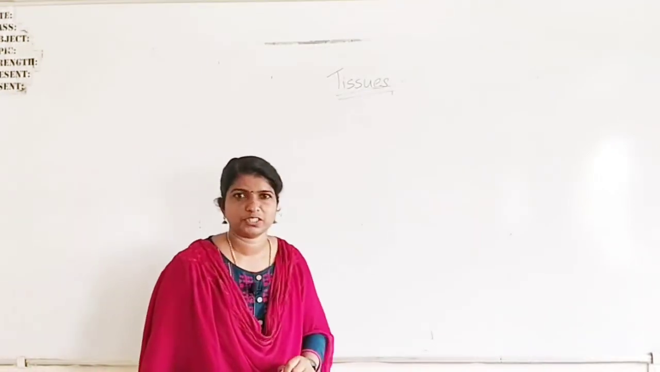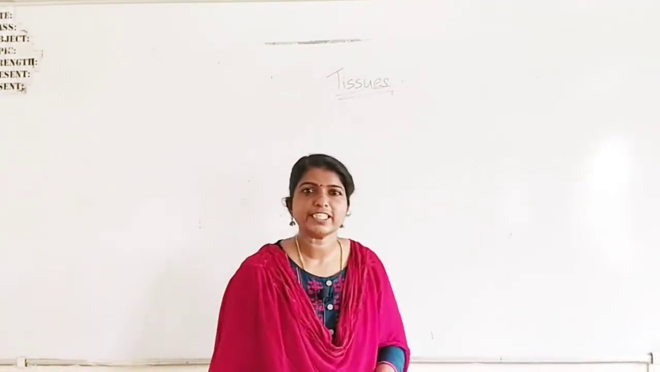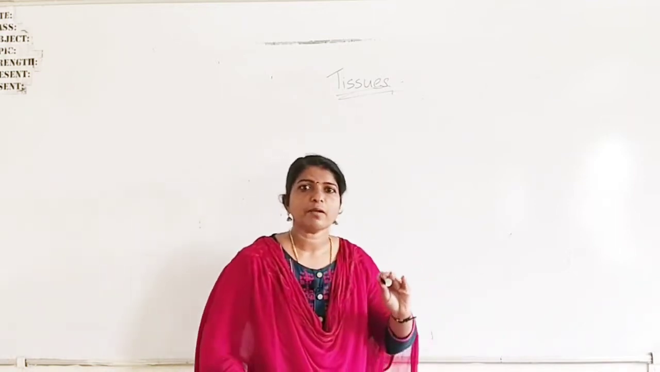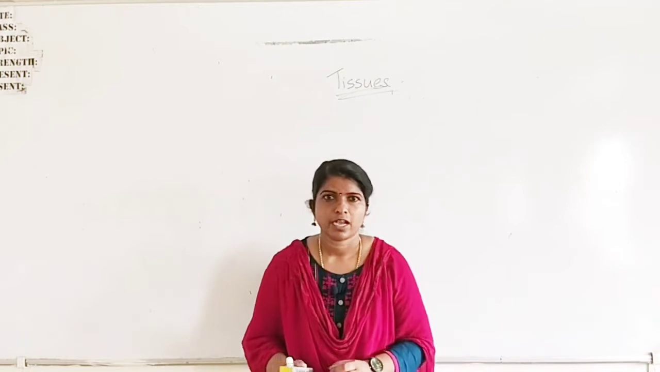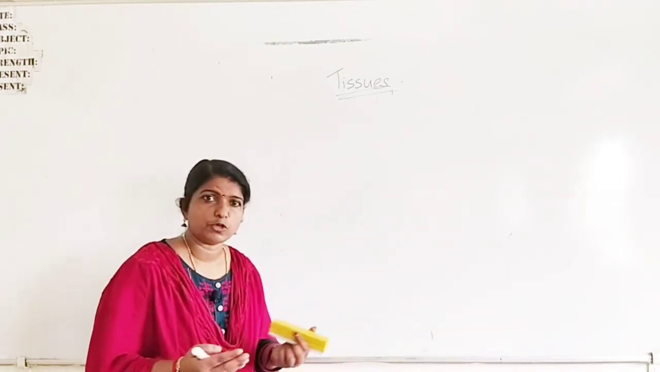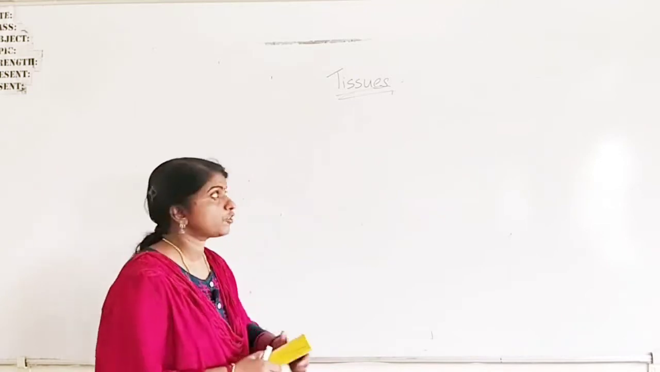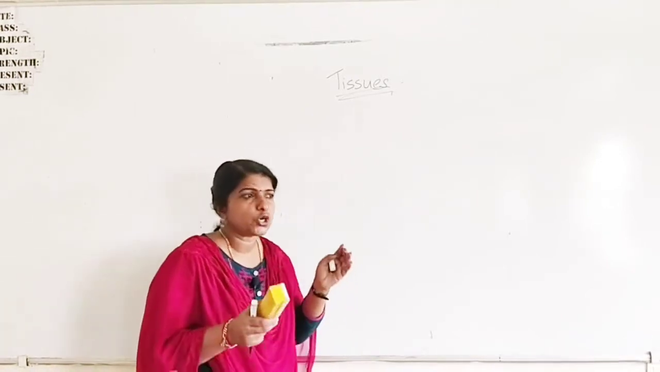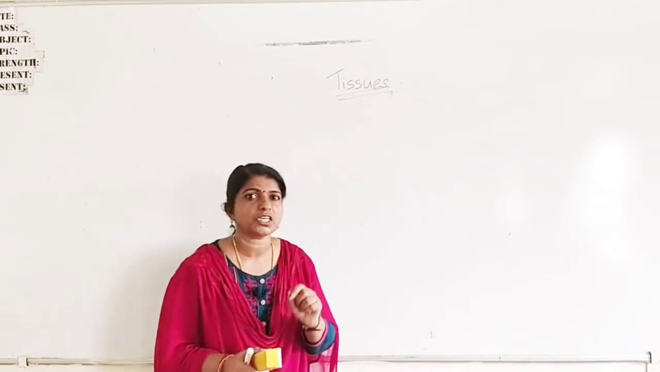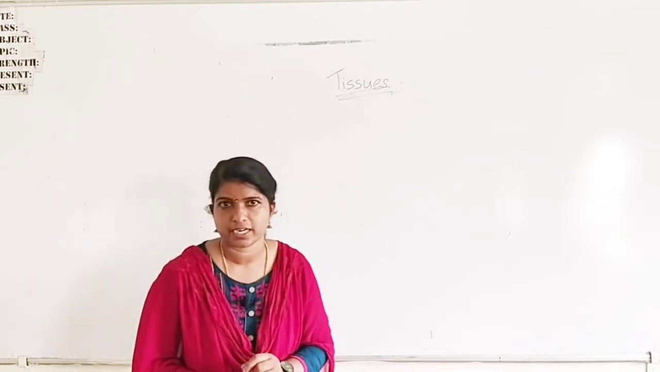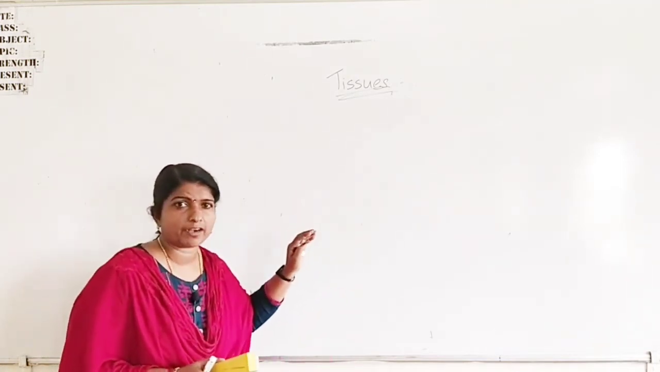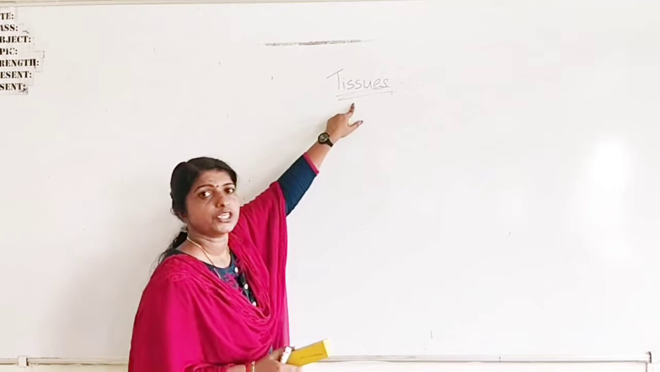What are tissues? Cell, already you learned in the first chapter. It is the cell. Cell is the unit of life. Here the tissues means different cells, a group of cells combined to form tissue. It is not a simple group of cells, but they have the same structure, origin and function. So a group of cells having similar origin and function are known as tissues.